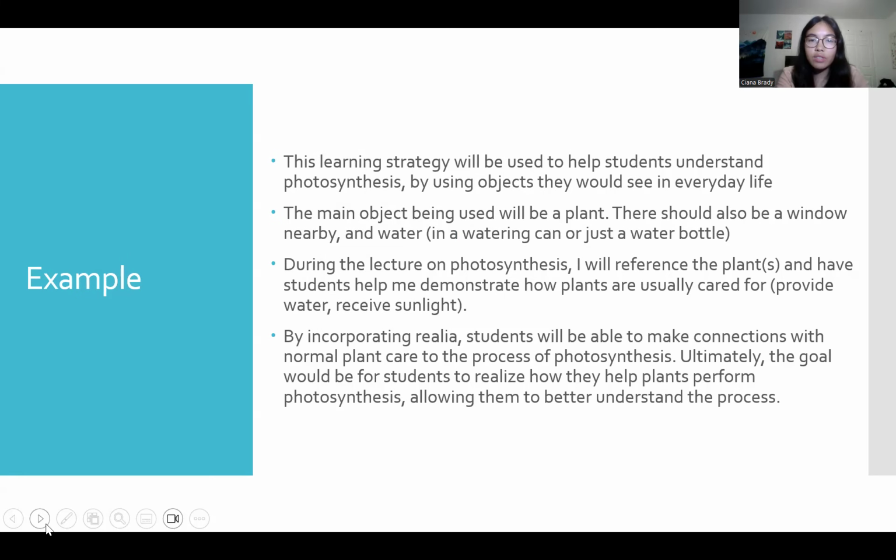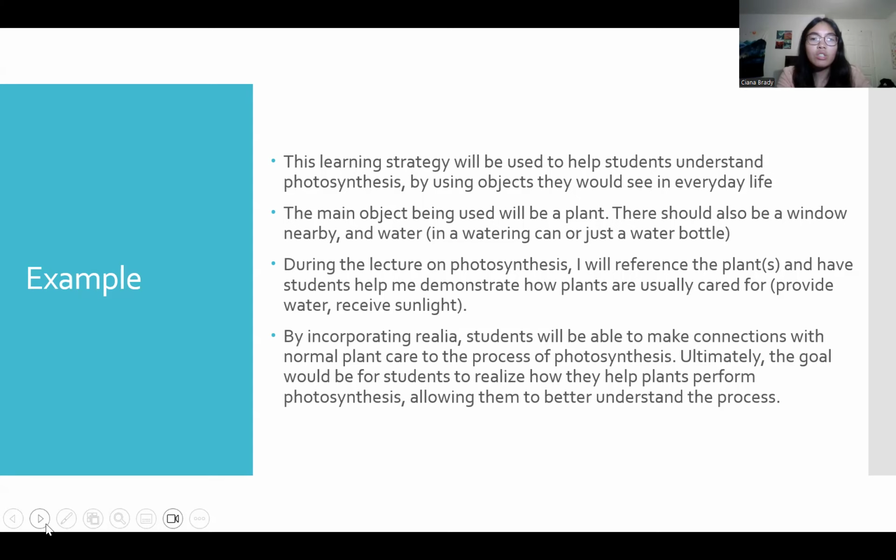In my lesson, photosynthesis, this learning strategy will be used to help students understand the bigger picture of the process by using objects that they would see in everyday life. In particular, I will be using houseplants. To get the most out of this lesson, there should hopefully be a window nearby, which I do not have right now, but there would be in a classroom. And water, whether it's in a watering can or a water bottle, either works.